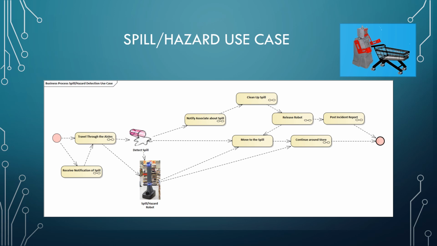The associate communicates with people about cleaning the spill. And maybe it's the robot itself that does the cleanup work, or the robot simply stands guard over the spill to make sure nobody gets hurt until an associate can come and clean up the spill, at which point the robot then gets released to start its traveling around looking at what's going on. And then it generates some post-incident report.